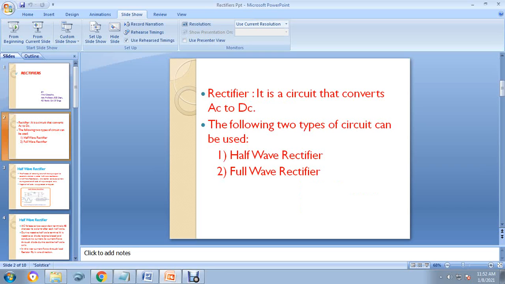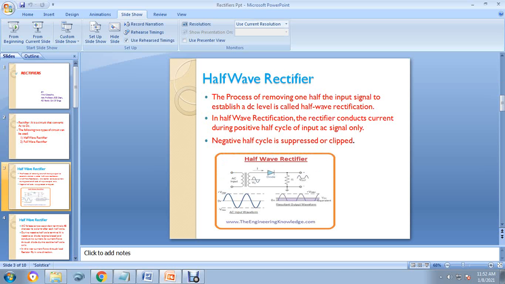Now, there are two types of rectifiers. The first one is the half wave rectifier, and the second one is the full wave rectifier. The third one is the bridge rectifier, but we rarely use the bridge rectifier. Let us discuss the bridge rectifier also. First, let us discuss the half wave rectifier.